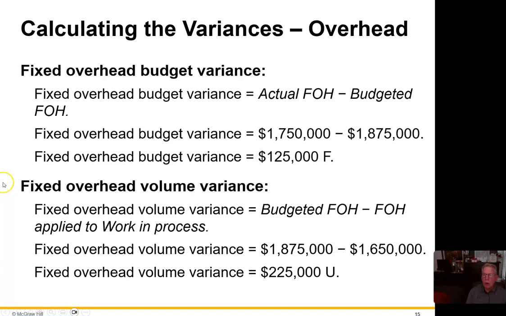And our fixed overhead volume variance, we had the budgeted fixed overhead minus the fixed overhead applied to work in process. So here, our fixed overhead volume variance is the budgeted fixed overhead minus that fixed overhead applied. That resulted in a fixed overhead volume variance of $225,000 unfavorable.